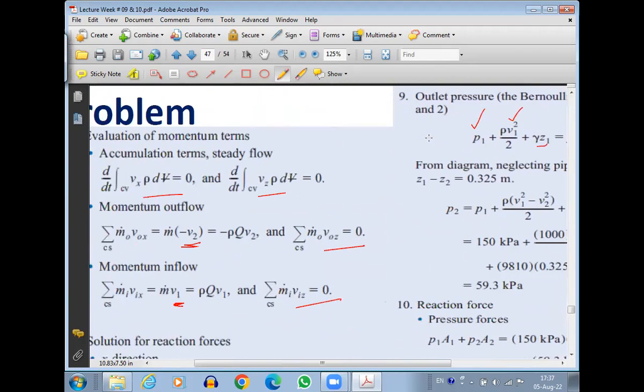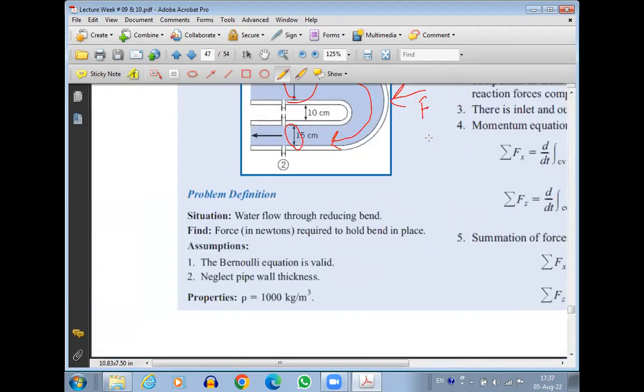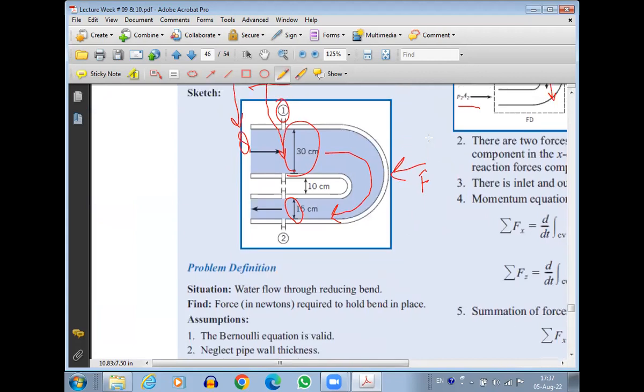How much is the difference between 1 and 2? Let's have a look at this figure. Because this is in the vertical direction, we cannot ignore the Z1 minus Z2 component. Z1 and Z2 are not at the same elevation. Z1 will be the center of the inlet point, and Z2 will be the center of the outlet point. So how much is this distance? This is 15, so it should be 7.5 plus 10, and this is 30, so half of it is 15.